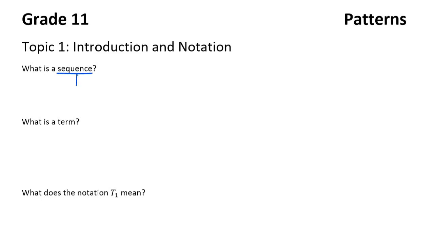Now this is probably a more mathematical term than we've used in the past. A sequence is simply a list of numbers that have a pattern. So the question is, can you predict the next number in the list? And if you can predict the next number, it means that there's a pattern, and we call that a sequence. So it follows a certain pattern.